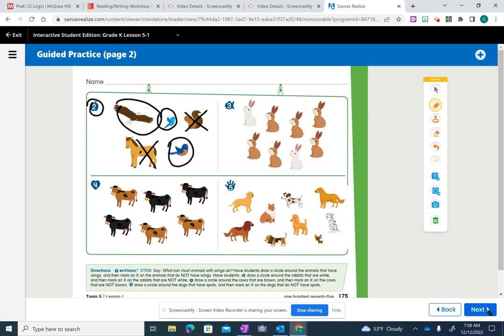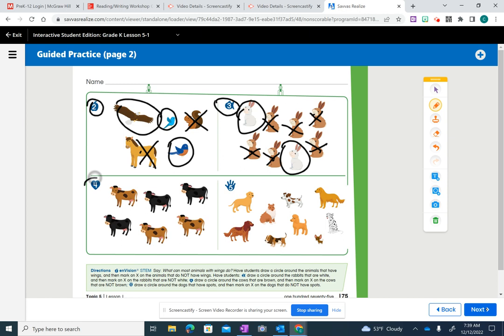Let's move over now to number 3. The directions here say to draw a circle around the rabbits that are white and an X on the ones that are not. So this is white, not, not, not, not, not. This is white, not. So two of our rabbits are white, and let's count the ones that are not white. 1, 2, 3, 4, 5, 6. 6 are not.